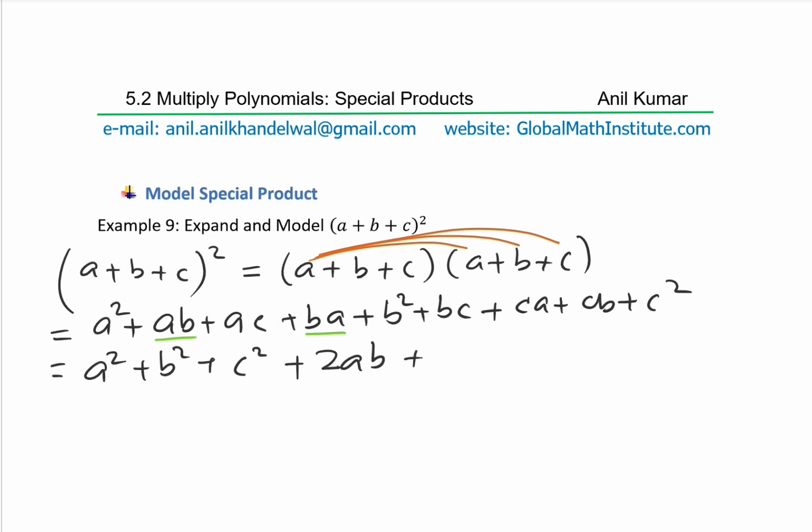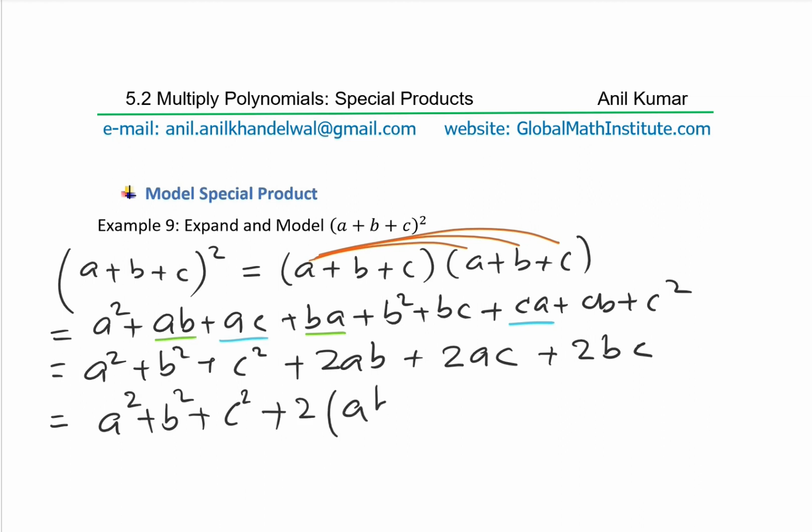Similarly, we do have the terms AC and CA, so we could write them as 2AC. And the last terms, BC and CB, are also same, so 2BC. That gives us the formula, which is A square plus B square plus C square plus twice the product of individual A, B and C. Okay, so that is how we could really do it.